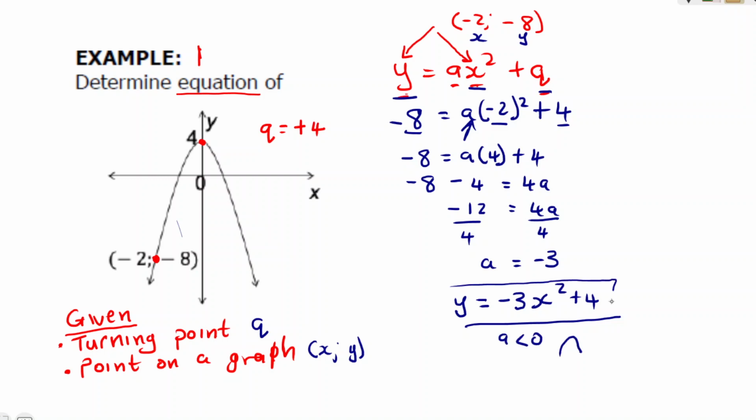It's just this simple method that you have to use to find this equation. You just have to substitute the turning point and substitute for q. Then you find a. After finding a, you substitute back into your equation. So this was example number 1. Now let me go and do example number 2 and see another way they will ask you to determine the equation of the parabola.